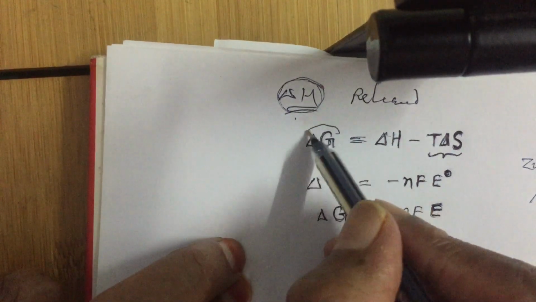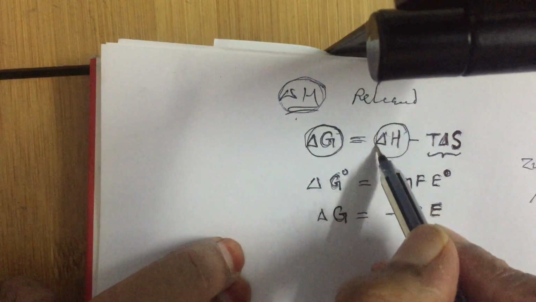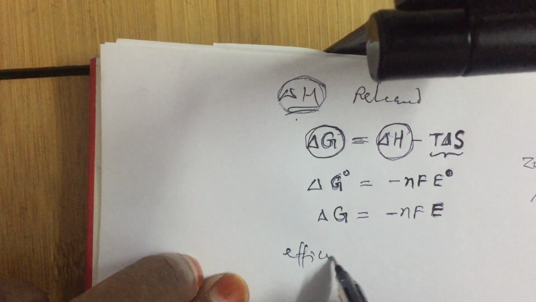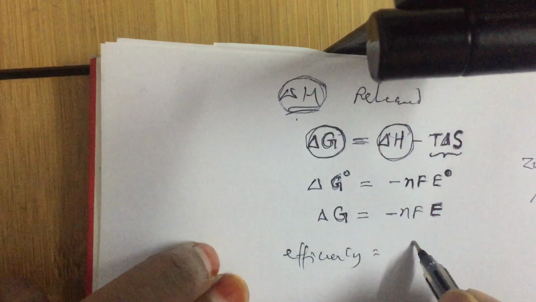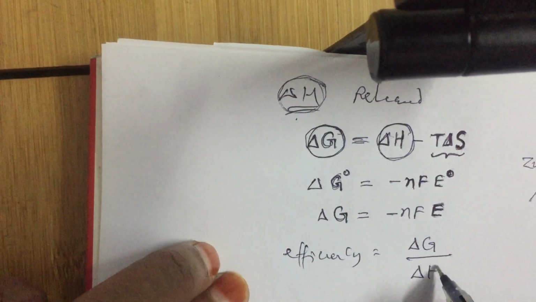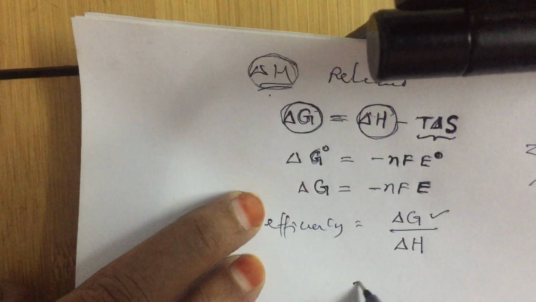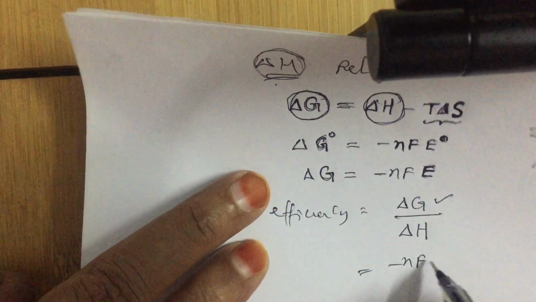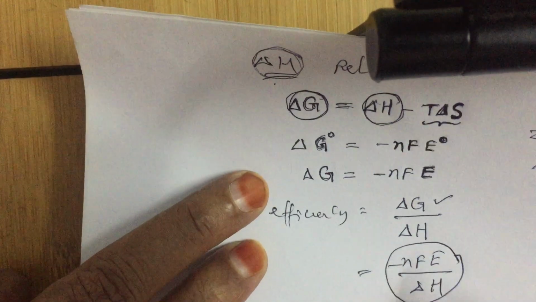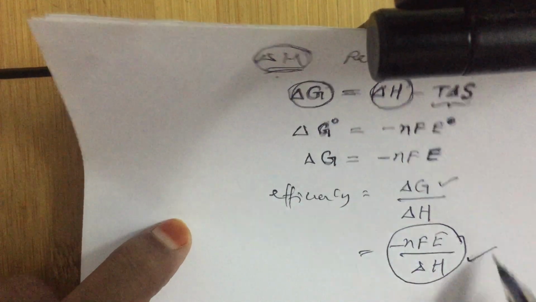We already stated that delta G is the useful part of the energy. Delta H is the total energy released in a process. Therefore, if you want to know the efficiency of a cell, efficiency means what is the useful part released out of the total energy released in a reaction. So we already stated, delta G is equal to minus nFE. So minus nFE by delta H gives you the efficiency of a particular cell. You know the meaning of all the terms.